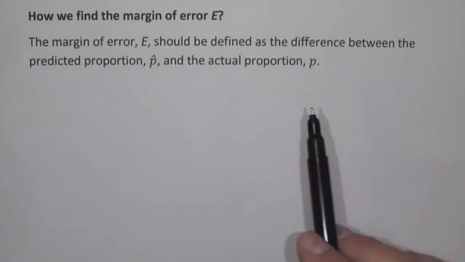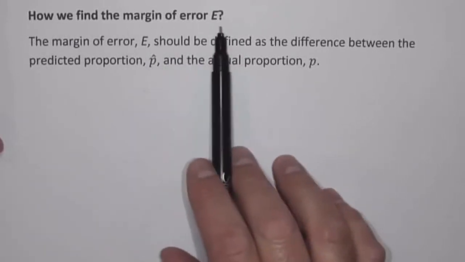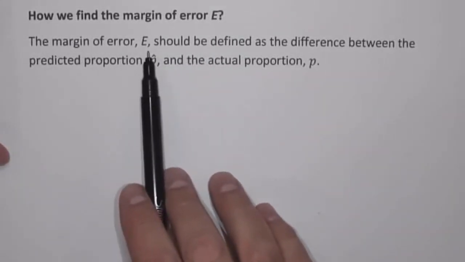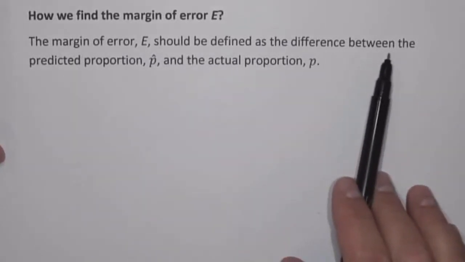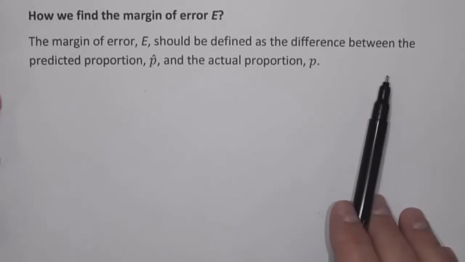So in this video, I want to think about how we go about finding the margin of error. How do we find our margin of error? How do we calculate it? So the margin of error, E, should be defined as the difference between the predicted proportion and the actual proportion.